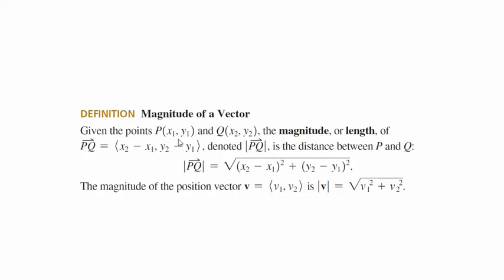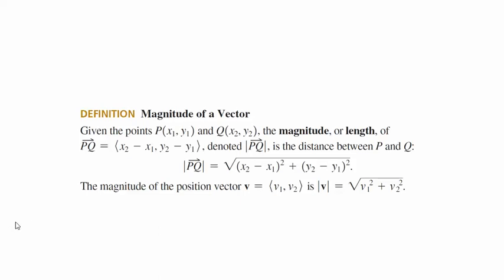So here's kind of an official definition. If given the points P and Q, vector PQ would have these components. And the magnitude, denoted this way, can be found by using this formula. That's not a new formula to you though, right? It's not a new formula. It's the distance formula. Now if that vector is in standard position, then whatever the components of that vector are going to be the magnitude.